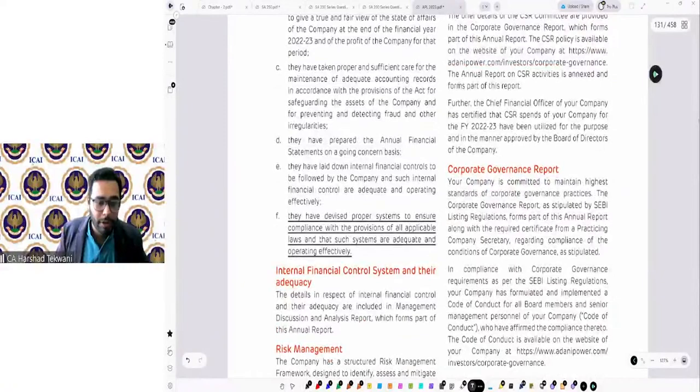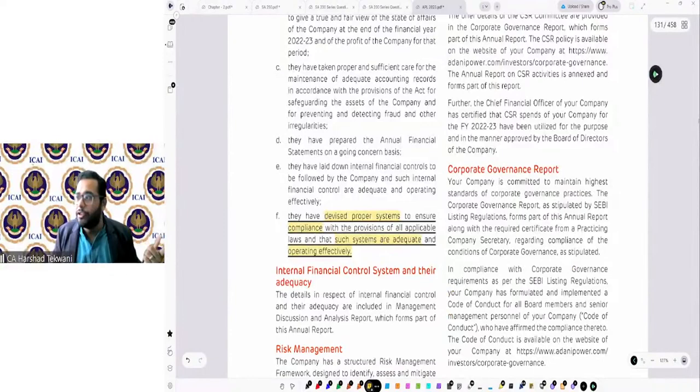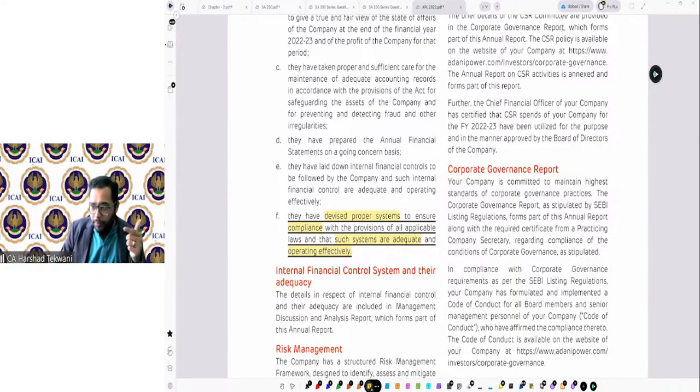So my question will go to the management. Management, you are saying that you have devised proper systems to ensure compliance with the provisions of laws and regulations, and you are also saying that such systems are adequate and operating effectively. In that case, give me the details of such systems, and how you can say that these are operating effectively. What have you done to ensure that these are operating effectively? Plus, over and above that, I will show you one more thing which is there in the audit report, just below this.